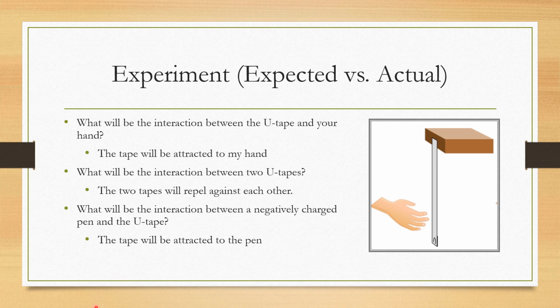So why is all of this important? Using these interactions and observations, we can determine that the U-tape is positively charged in this case.